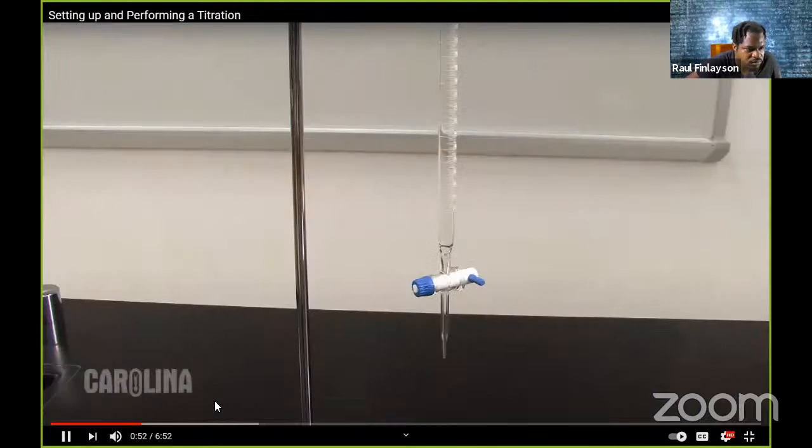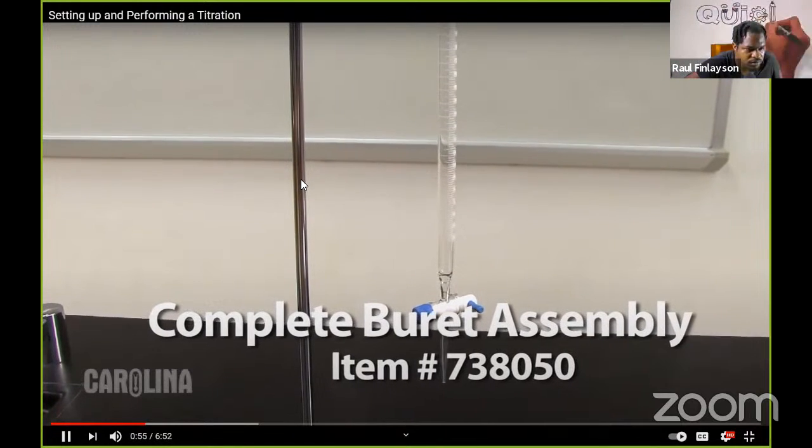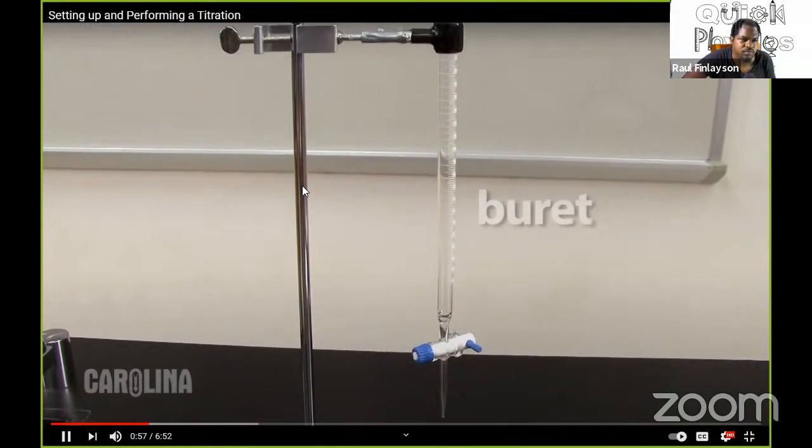Let's review some of the equipment that's needed for a titration. Carolina's complete burette assembly contains the basic equipment to get you started, including a burette.